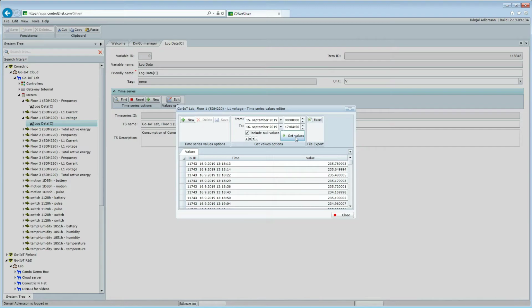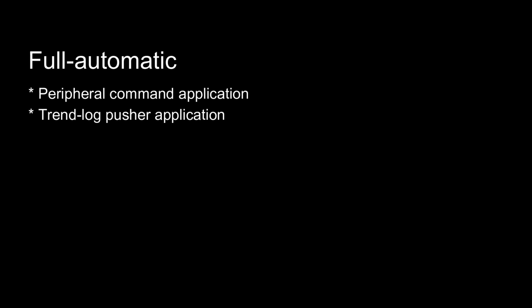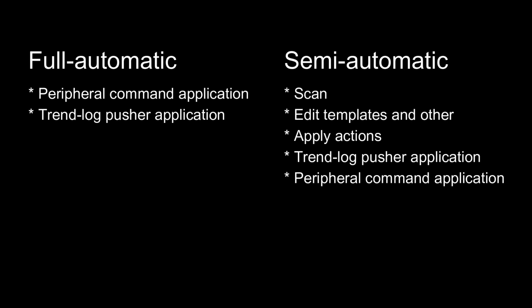So, to summarize, we can do a fully automatic configuration of the MBus by only using the peripheral command application and the trend log pusher application, or we can do a semi-automatic configuration by using scanning, added templates and other things, apply actions, and using the trend log pusher application. The peripheral command application can then also be activated to automatically configure any later attachments of MBus meters.